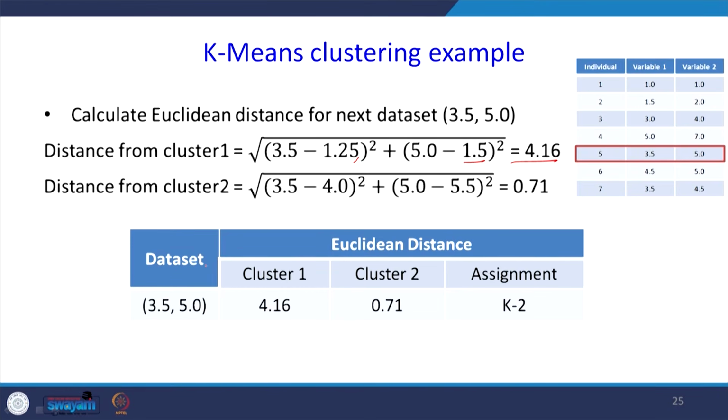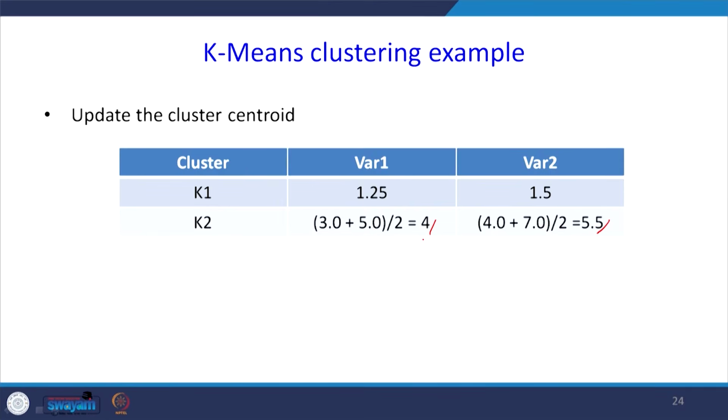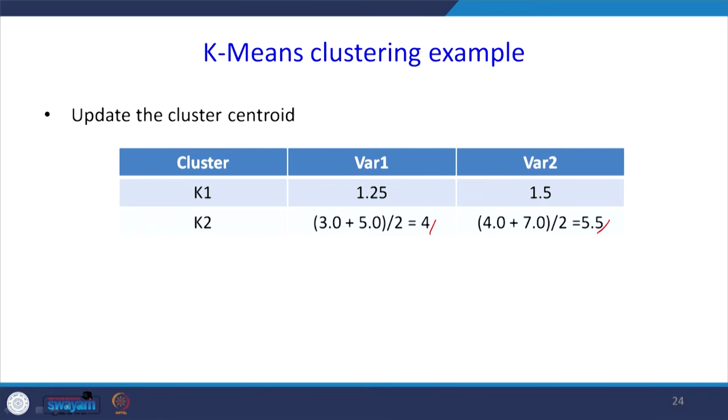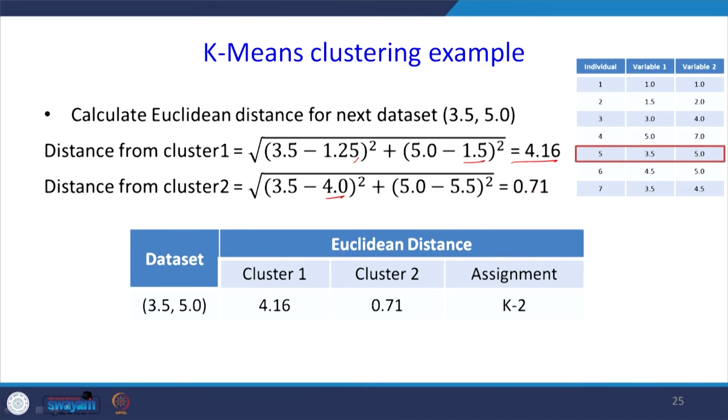Now, this point 3.5 minus 4, 4 being the centroid of our cluster 2, whole square plus 5 minus 5.5 whole square. This 5.5 we got from the updated centroid of cluster 2. So, 0.71. Let us bring this value into the table format. The distance between this point and cluster 1 is 4.16, and the distance between (3.5, 5) and cluster 2 is 0.71. So, this data point is closer to cluster 2.